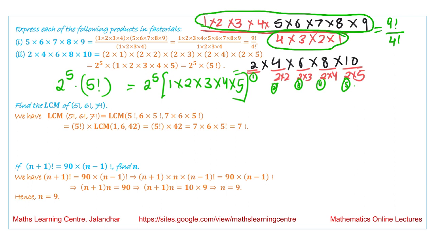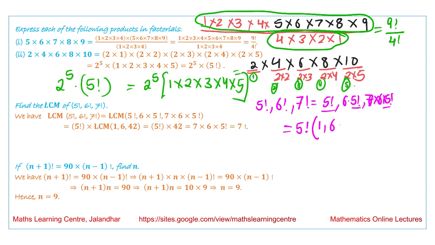Next is find the LCM of 5 factorial, 6 factorial and 7 factorial. So we can write this as 5 factorial, next is 6 into 5 factorial, and next is 7 into 6 into 5 factorial. So from all these terms we can take 5 factorial common. So the terms we are left with here are 1, 6 and 42.